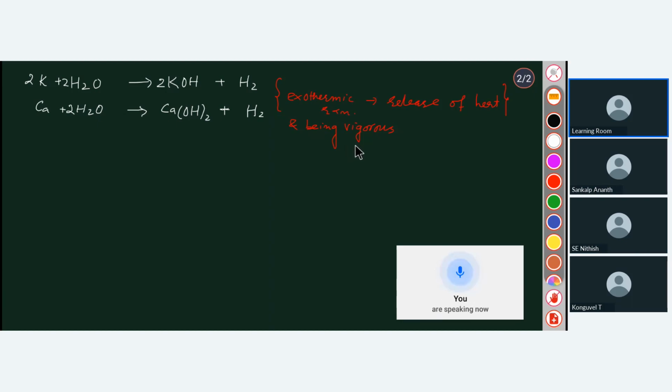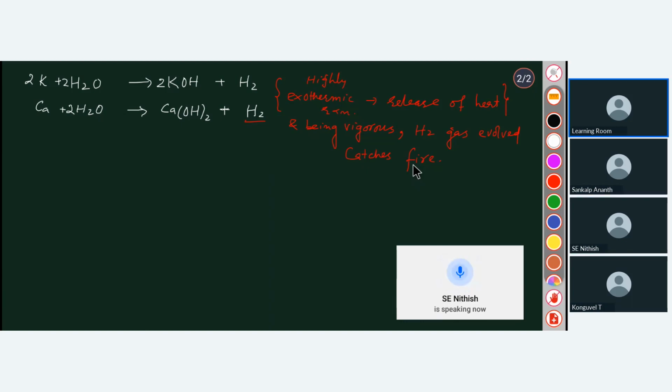If it is already hot, then it will catch fire as soon as we put these highly reactive metals in that hot water. Being vigorous and a highly exothermic reaction, the hydrogen gas evolved catches fire. That's why sometimes you have seen in videos that when sodium is put in water, there is sudden fire. It is due to this reaction. Hydrogen gas evolved catches fire because the reaction is highly exothermic and vigorous. So you have to remember this.